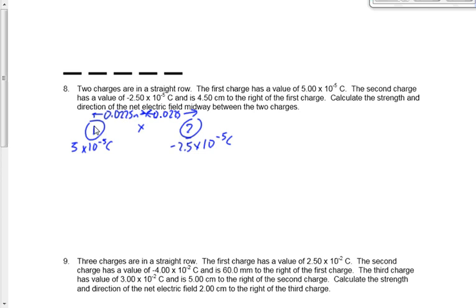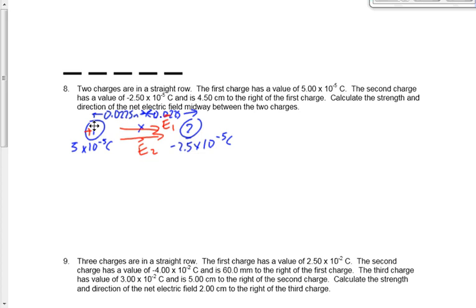Which way does the field go caused by number 1? Well, it's positive. If charge number 1 is positive, the field will go away from it because electric fields go away from positive producers. What about charge 2? It's negative. Field goes toward negative producers. So field 2 is also going to point to the right.